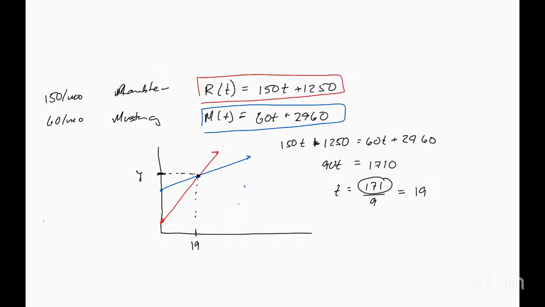So the explanation would be: when the Rambler costs the same amount as the Mustang. Break-even is the same amount. So if you were to own it less than 19 months, it would have been cheaper to have the Rambler. And if you were to have had it for more than 19 months, it would have been cheaper to have the Mustang.